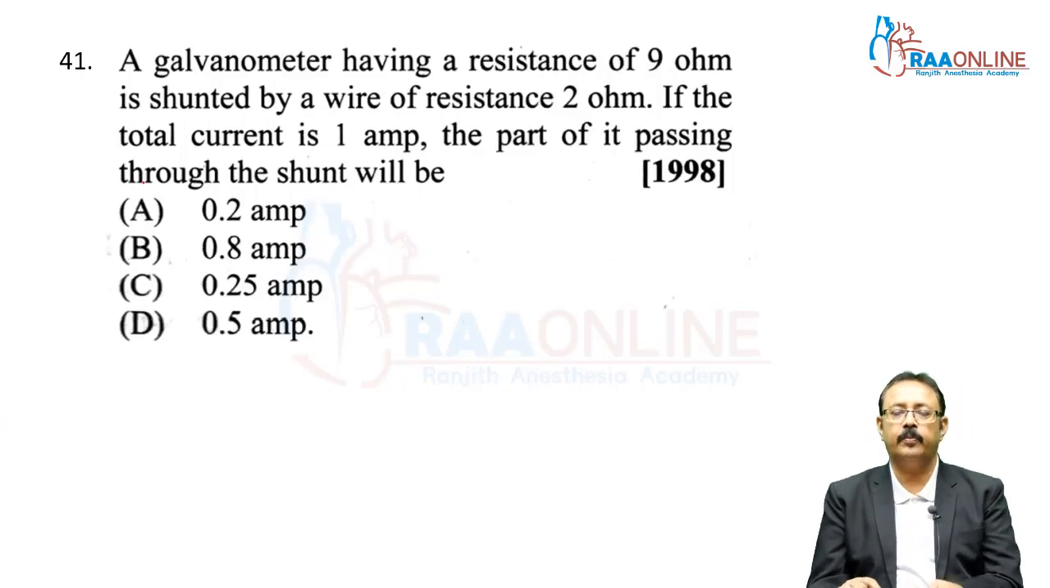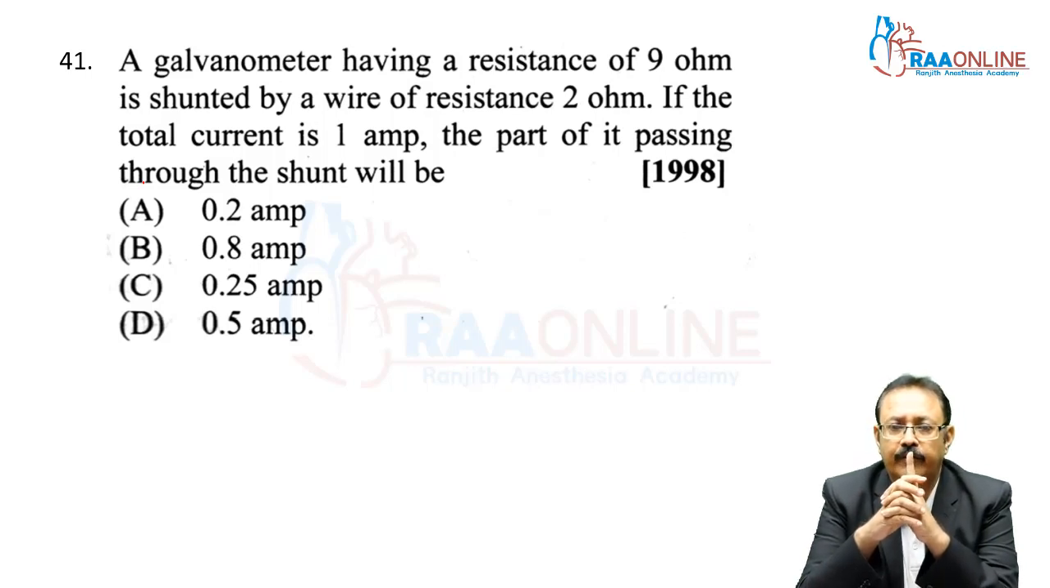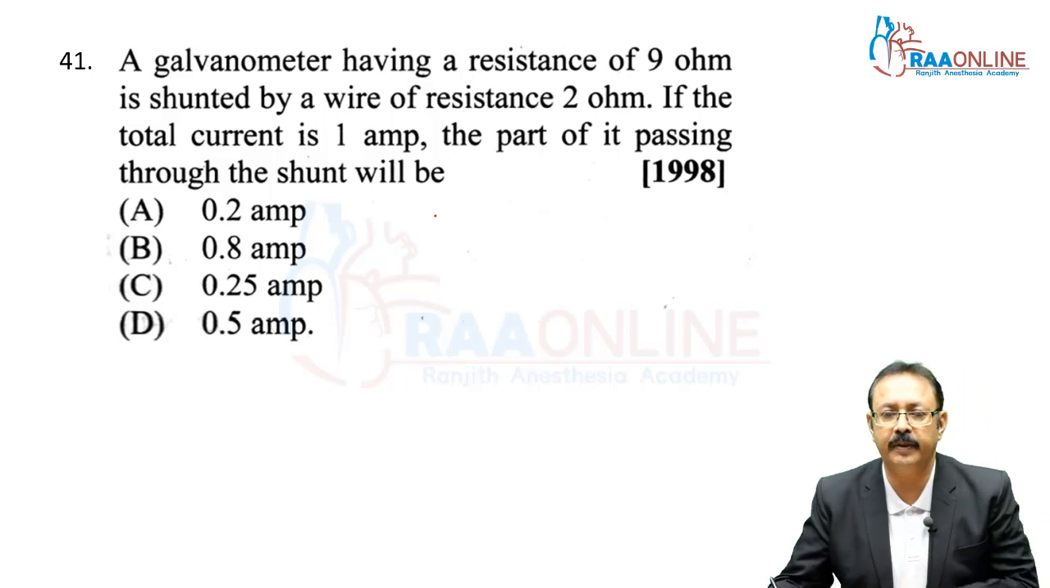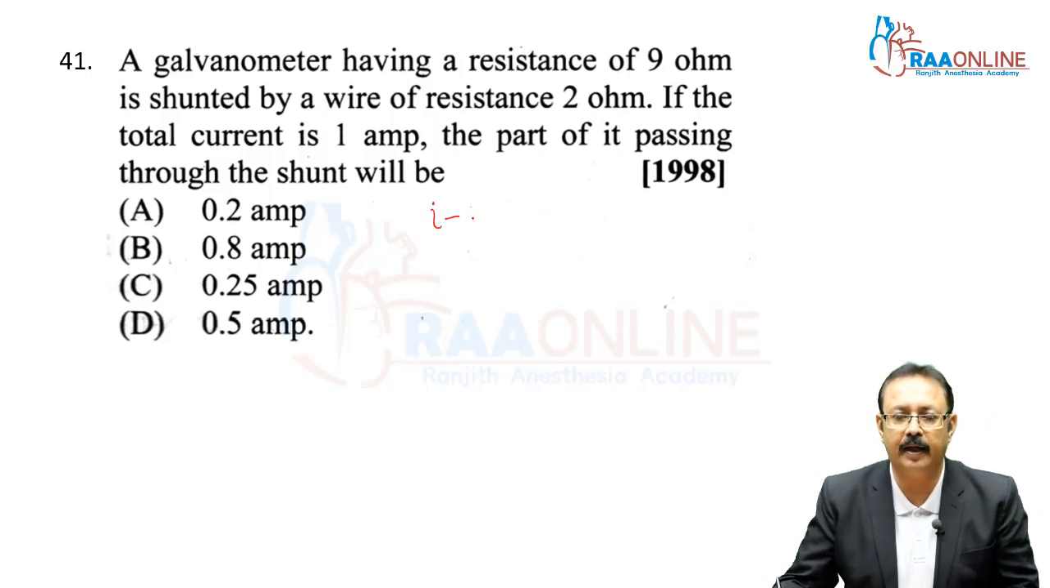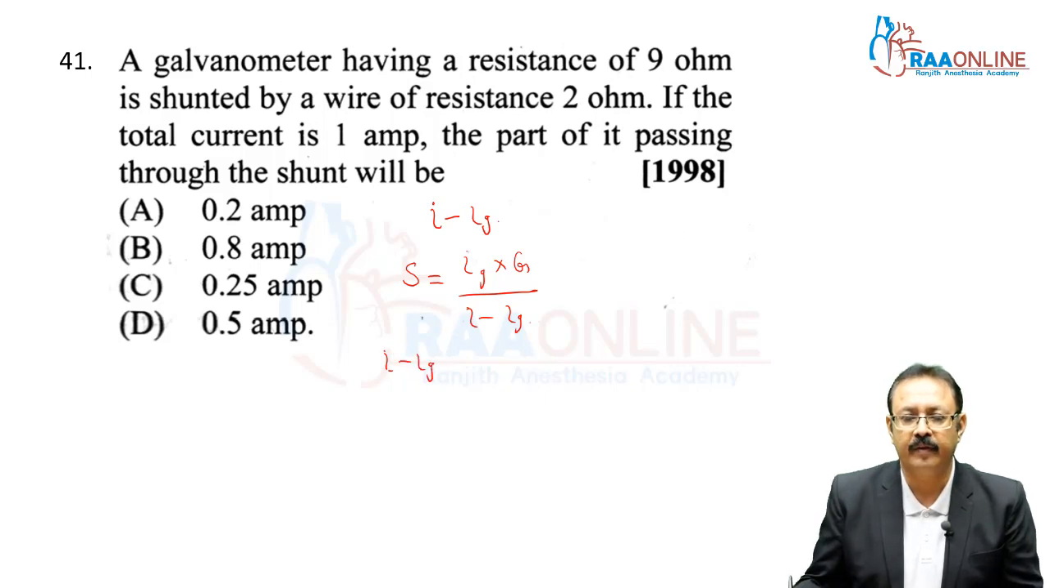Next, it is from 1998 AIPMT. A galvanometer having a resistance of 9 ohm is shunted by a wire of resistance 2 ohm. If the total current is 1 ampere, the part of it passing through the shunt, means you want to calculate I minus Ig. We know the formula S is equal to Ig into G upon I minus Ig. So what is the value of I minus Ig? It is Ig into G divided by S.